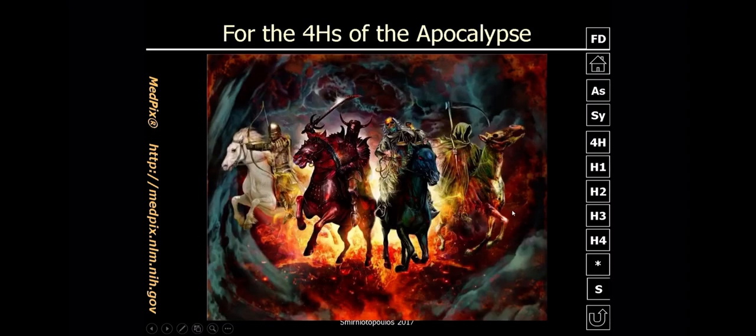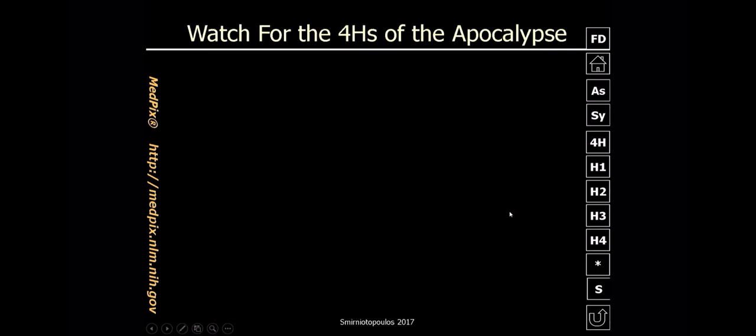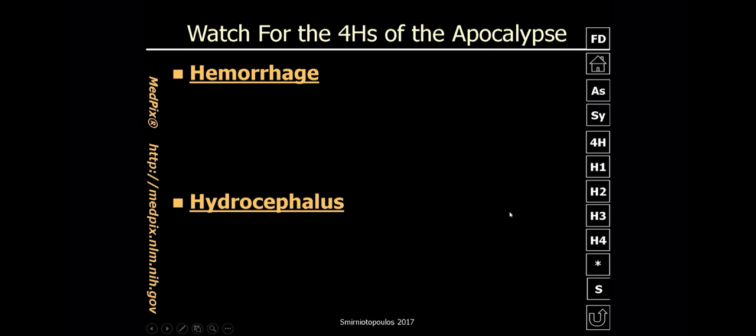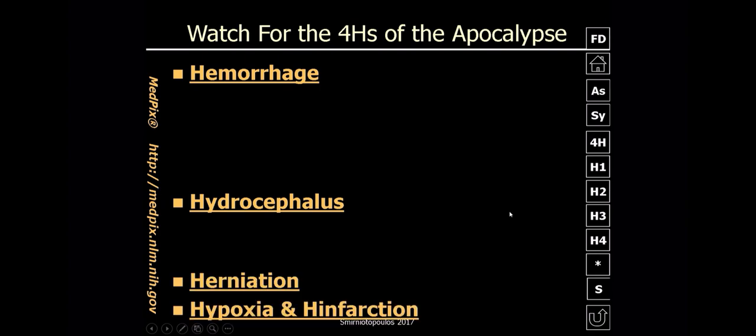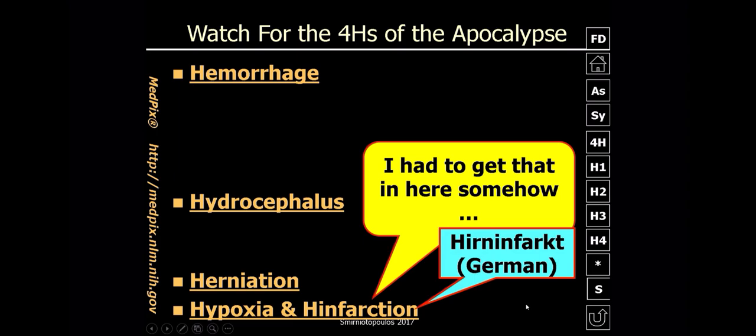So we like to talk about the four H's of the neuroapocalypse. And what are the four H's? Well, the four H's are hemorrhage, hydrocephalus, herniation, and hypoxia and infarction. And I really worked hard to get the H in there to have four H's instead of three H's, but I actually found out that herninfarkt is the Nordic and German term for brain infarction, so it actually fits quite well there. And thank you, Eric, for recognizing that.